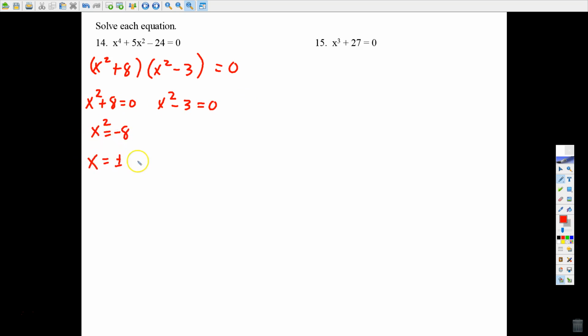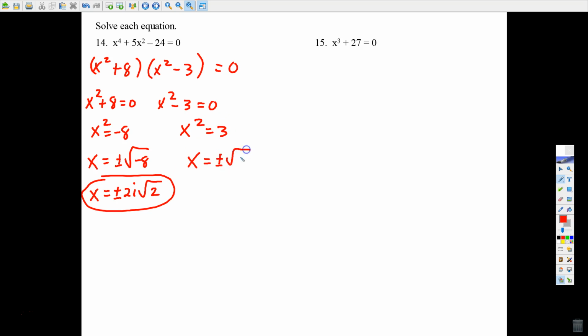So here I've got x is plus minus the square root of -8. Now that can be simplified. And the square root of -8 would be 2i square root of 2. Don't forget plus minus. Remember, I'm looking for 4 solutions. All right, so there's 2 solutions. And now let's solve this as x squared equals 3. X equals plus minus the square root of 3. So there are my other 2 solutions for a total of 4. And that's your answer for number 14.